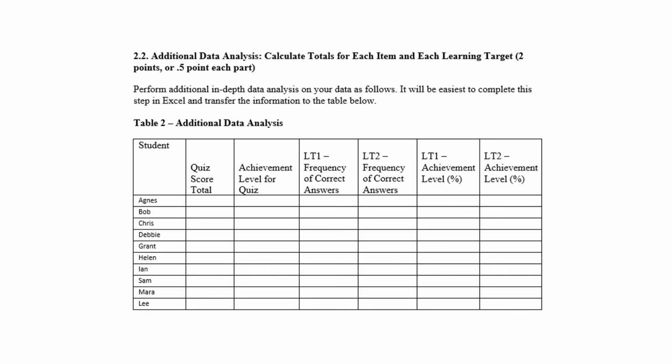2.2 is additional data analysis. So I just want you to look at this table. The table we just saw before was table 1, but this is table 2, and you're going to calculate some values and put them in this table for each student. It's going to be easiest to calculate in Excel, but if you're careful, you can do it by hand or with a calculator. So let's see in the next slide what you have to calculate.